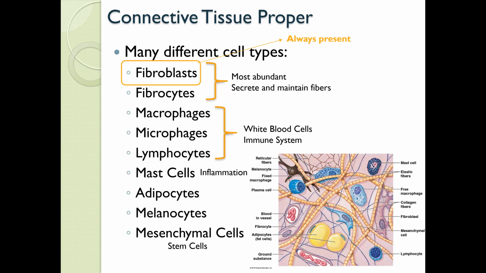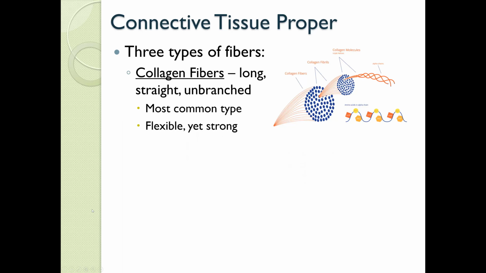And then you have mesenchymal cells. These are the stem cells of the connective tissue proper. So for example, if you need more fibroblasts or you need more macrophages, the mesenchymal cells can differentiate and change into these other cell types as needed. So those were the cells that you can find in connective tissue proper.